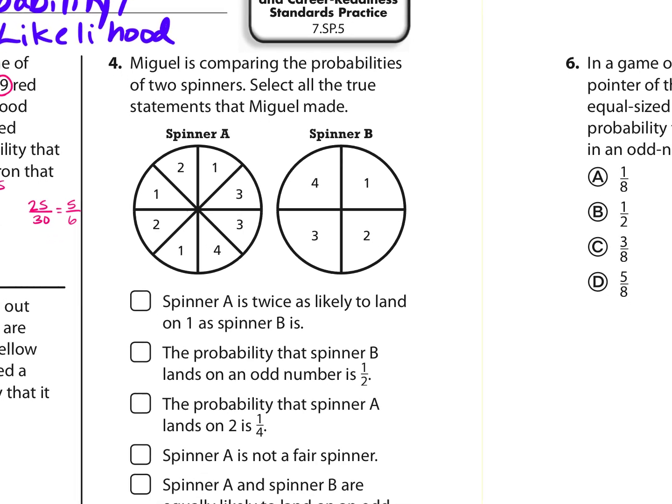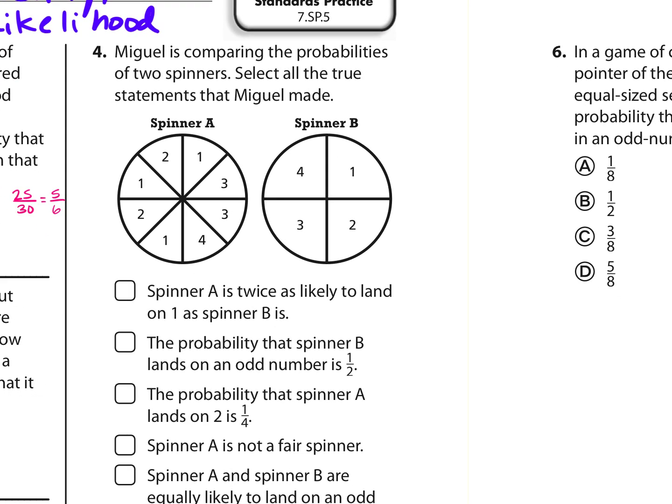Miguel's comparing the probabilities of 2 spinners. Select all the true statements that Miguel made. So notice spinner A has these random numbers 1, 2, 1, 2, 1, 4, 3, 3. Spinner B is 1, 2, 3, 4. So spinner A is twice as likely to land on 1 as spinner B is. Well, let's see where all the 1s are. Spinner B is 1 out of 4 chance. Spinner A, 1, 2, 3 out of 8. So 3/8, is that equal to 2 times 1/4? No, it's not.